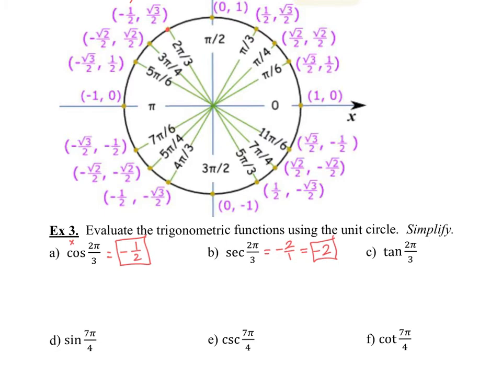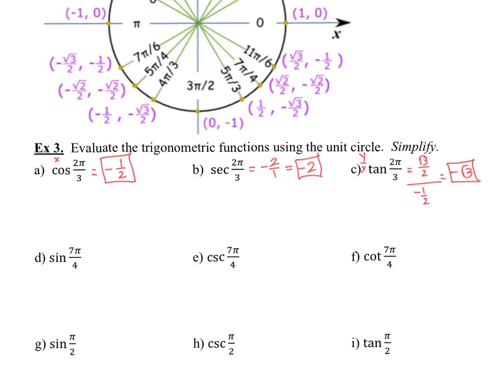Okay, the last one's tangent of 2 pi over 3. Tangent, if you recall, is y over x. Okay, so let me look back at 2 pi over 3. At 2 pi over 3, the y is √3/2, and the x is -1/2. The 2's do cancel, and I'm left with the negative and the square root of 3 as my simplified answer, and you should always simplify your answers.